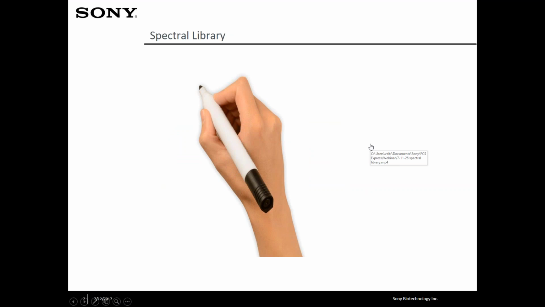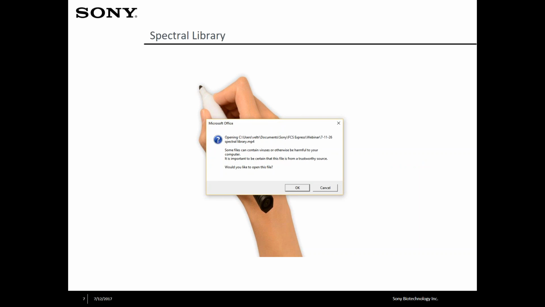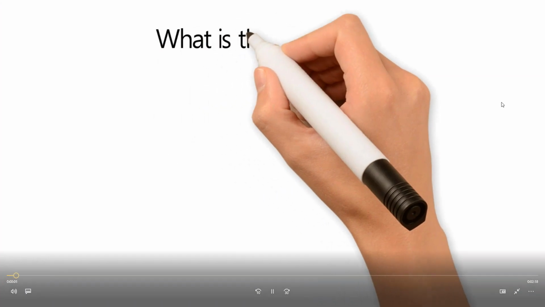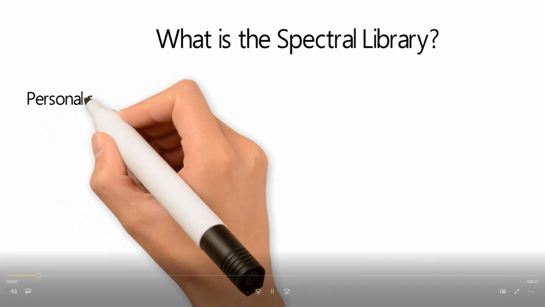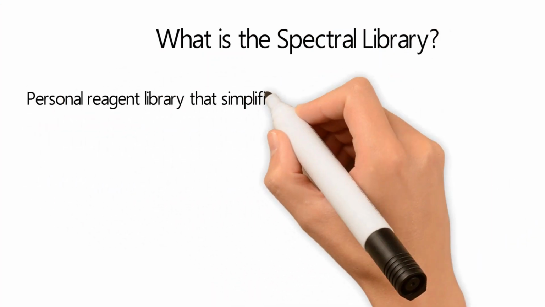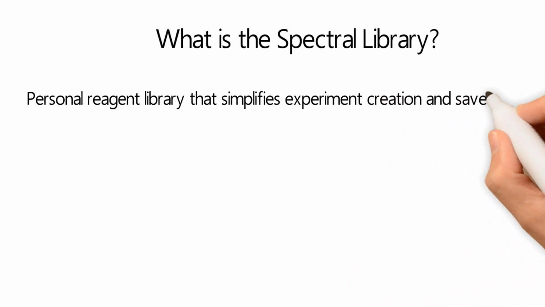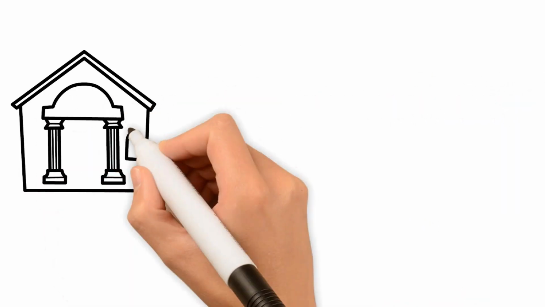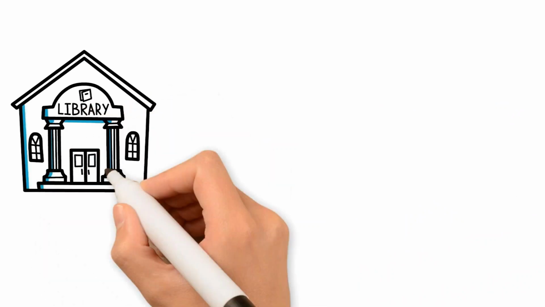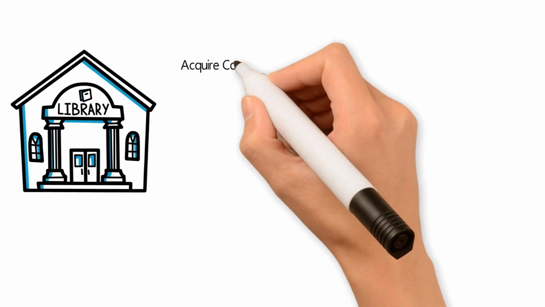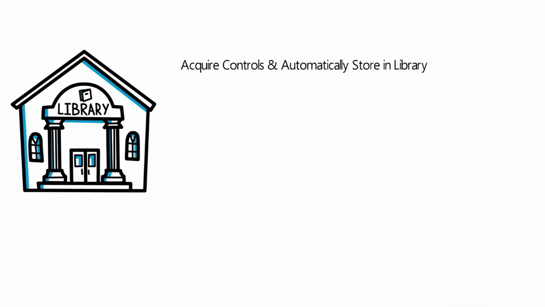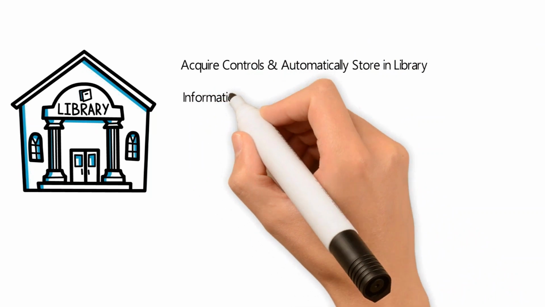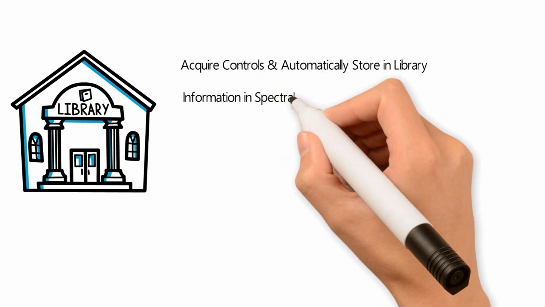Now, because of standardization, we're able to have a unique feature called the Spectral Library. So the first question is, what is the Spectral Library? Well, the Spectral Library is a personal reagent library that simplifies experiment creation and saves time. So if we look at this library, what we'll see is that it's done by acquiring the controls, and it's automatically stored into the library as you do it.